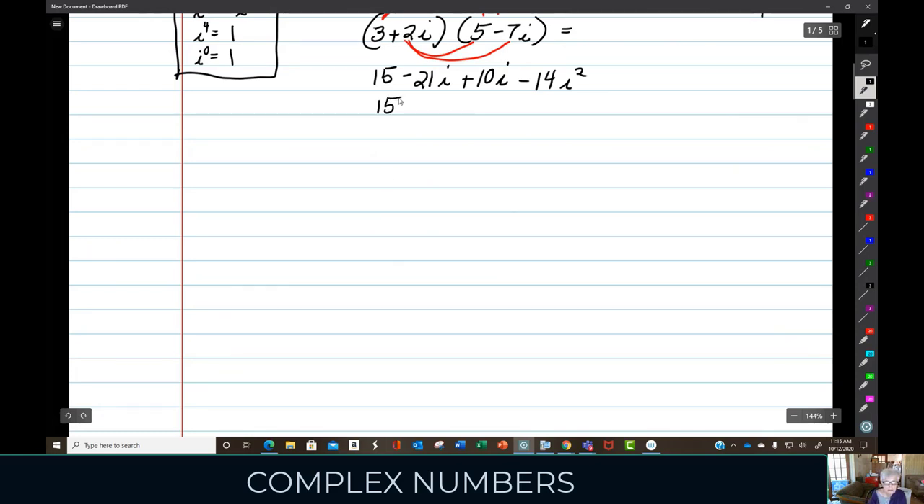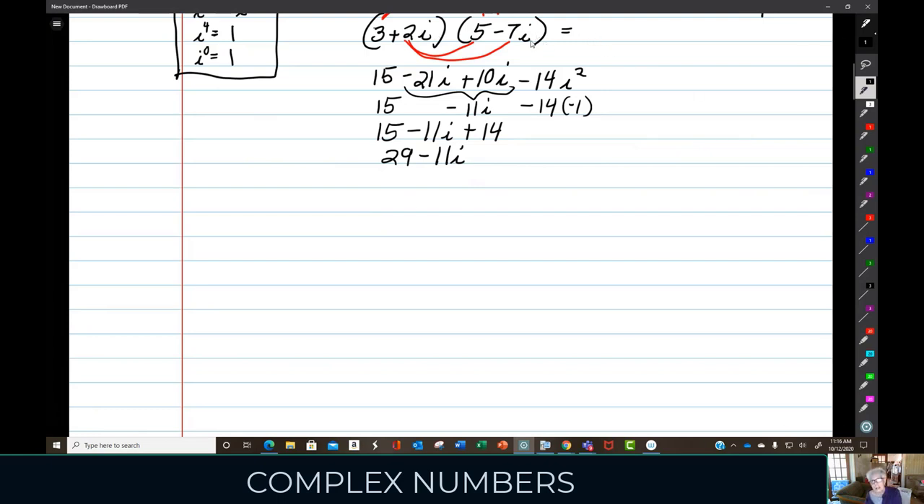So that will be 15, minus 11i, minus 14 times negative 1. So that will be 15 minus 11i plus 14, which is 29 minus 11i. What you get when you multiply these two complex numbers together is 29 minus 11i. Amazing, isn't it?